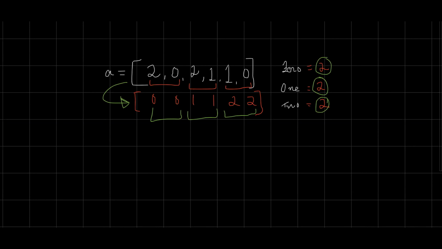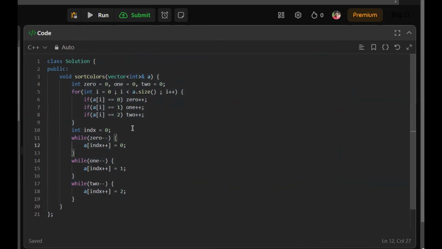Now let's move on to the code. In this problem, the code is pretty simple. At first, we are given a function named sortColors, and the input vector is given. Here, we have taken 3 variables, zero, one, and two, to store the frequency of the elements 0, 1, and 2 in this array.